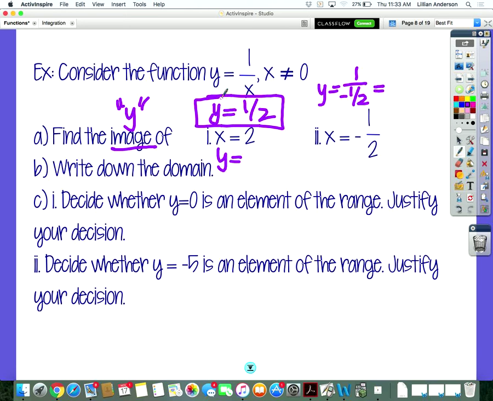Now you can't leave it like this. Never in your life of math can you ever leave a fraction within a fraction. You have to simplify this. Yes? -2. It is -2. All right? You guys are allowed to use a calculator the entire time, so if you need to, type that in. 1 divided by a negative 1/2, and you'll get your answer.